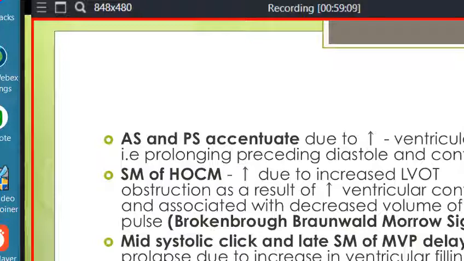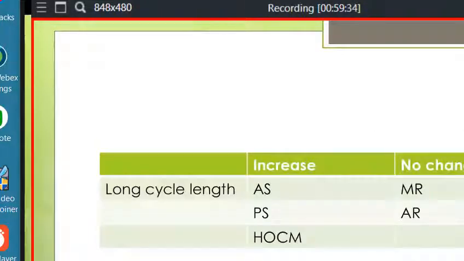What happens to the systolic murmur of HOCM? This is increased due to increased LVOT obstruction as a result of increased ventricular contractility associated with a decreased volume of the pulse. This is called the Brockenbrough-Braunwald-Morrow sign. Then the mid-systolic click and the late systolic murmur of mitral prolapse are delayed because the prolapse is reduced due to the increase in ventricular filling and the LV size is reduced.